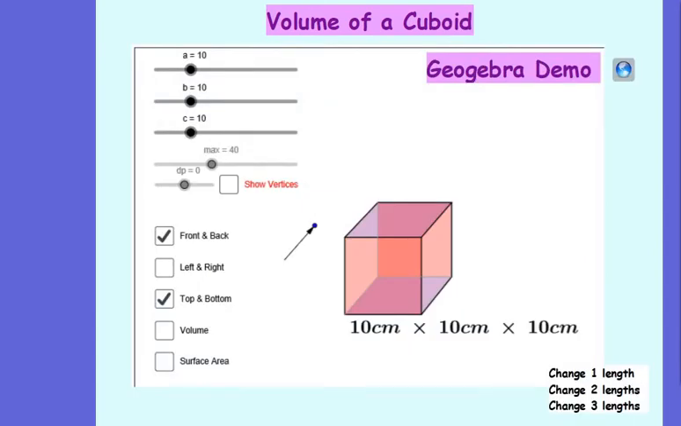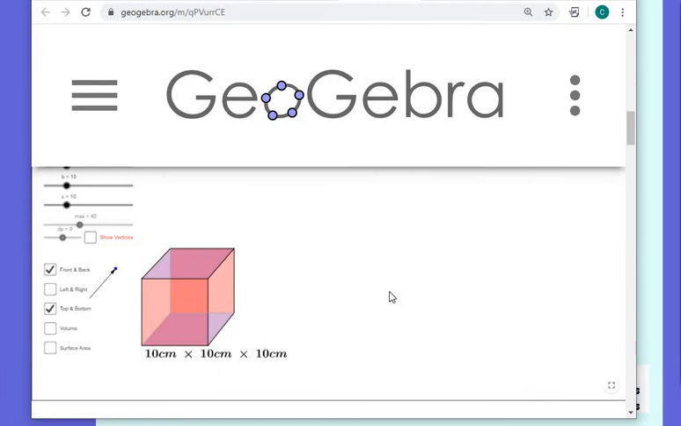Right, we're going to do a quick GeoGebra demonstration. Here is my cube. It's 10 by 10 by 10. And the volume is 1,000. 10 times 10 times 10. So what happens if I lengthen my cube to a cuboid? What's the volume going to be now? Pause the video, work out your answer.